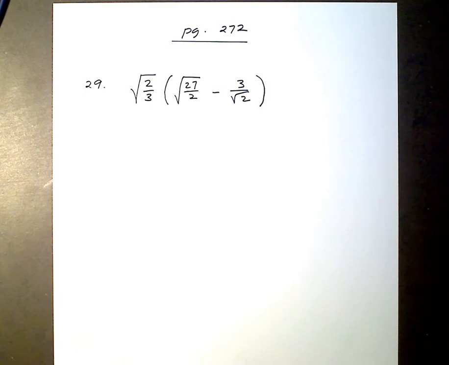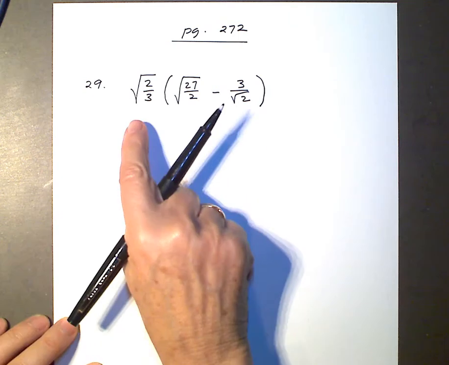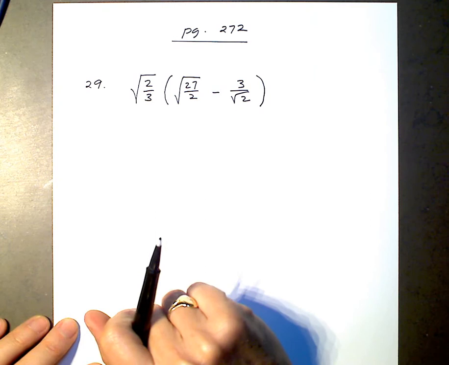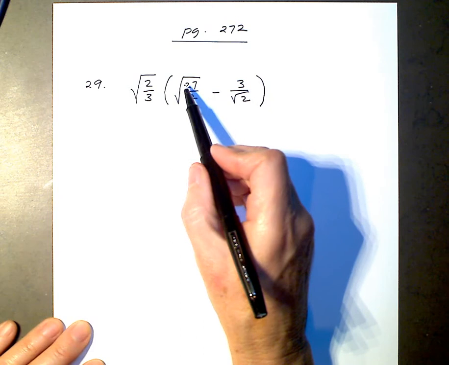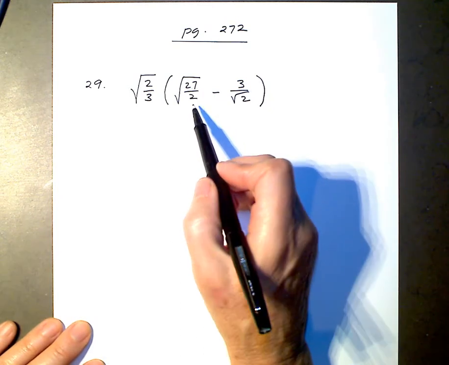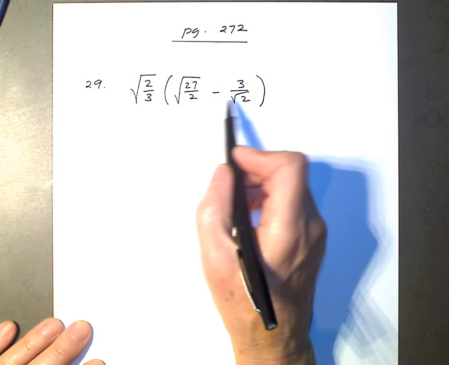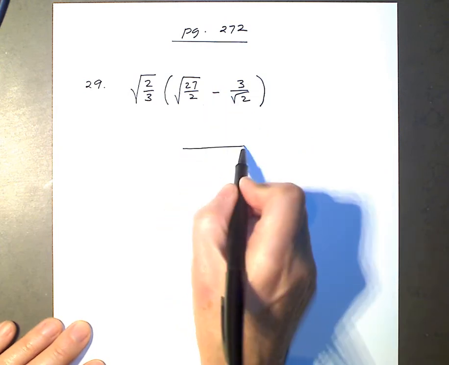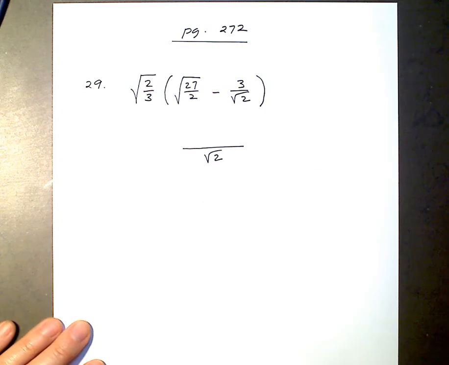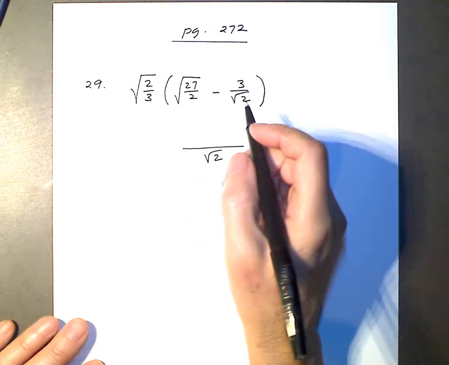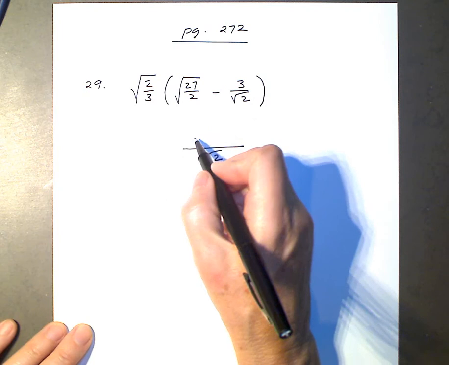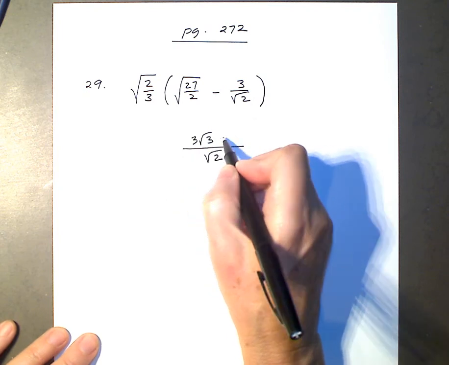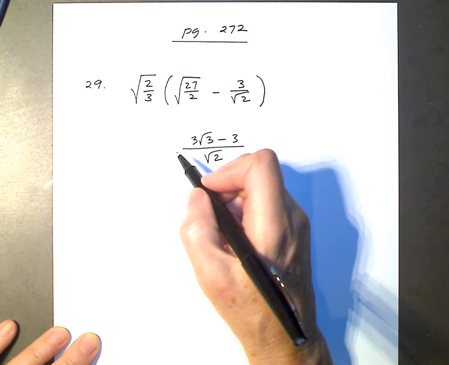Alright, this is page 272, number 29, and I'm multiplying the square root of 2/3 by this quantity inside the parentheses, and I actually can simplify inside the parentheses first. Seeing that this first term here is square root of 27 over square root of 2, and this is 3 over square root of 2, both of these are really over the same denominator of the square root of 2. So the square root of 27, which I will simplify to be, this is 9 times 3, so 3 root 3 minus 3. That's what's inside the parentheses.